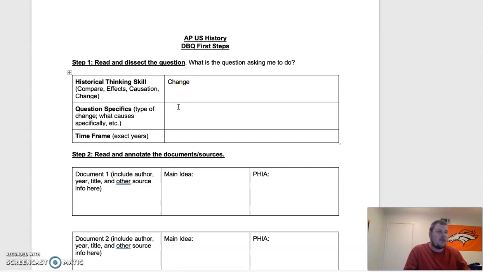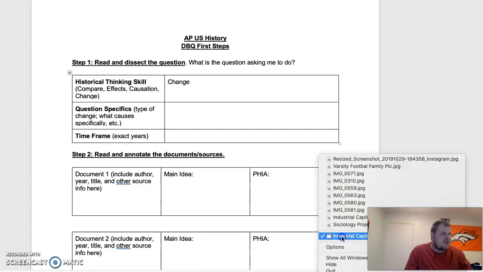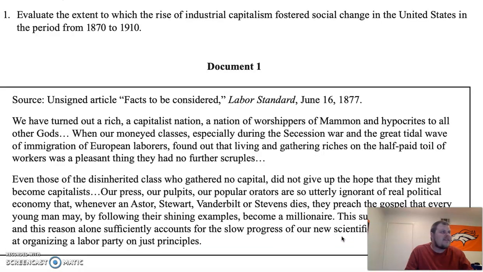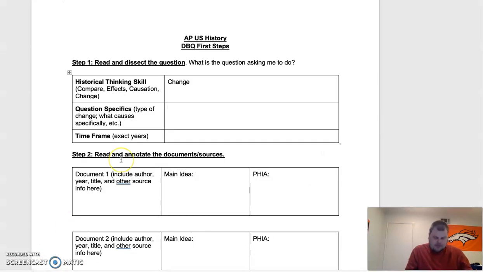My next thing I want to look at is question specifics. So what type of change? Is it just asking for any change? And it's not. It's asking specifically about social change. So that's important because if we think about industrial capitalism, we know that this fostered a lot of change, political change, obviously huge economic change, but it doesn't really want us to look at that. It really only wants us to look at social change.